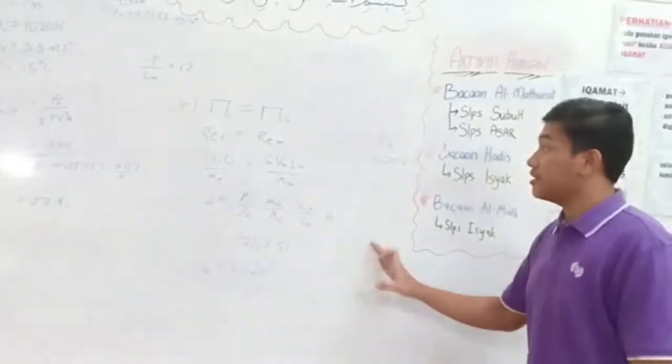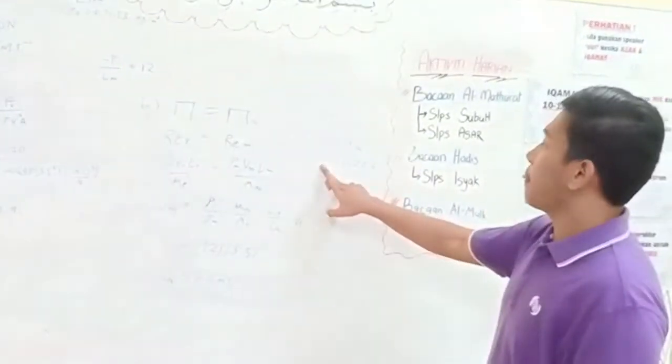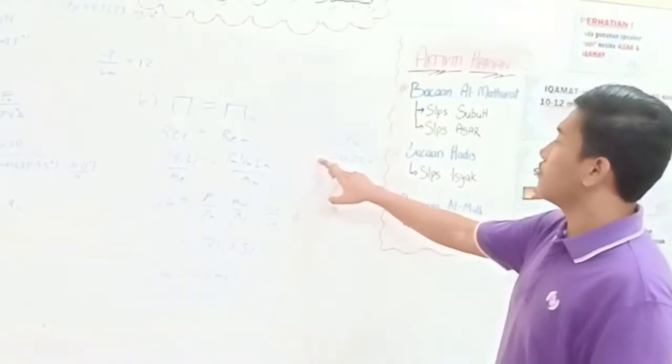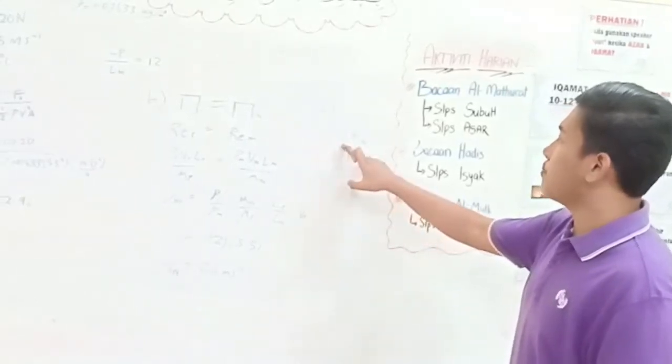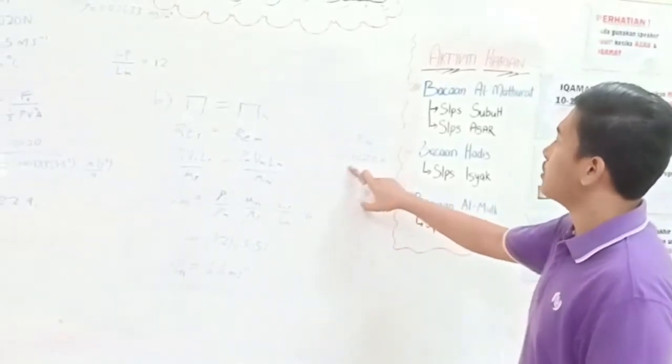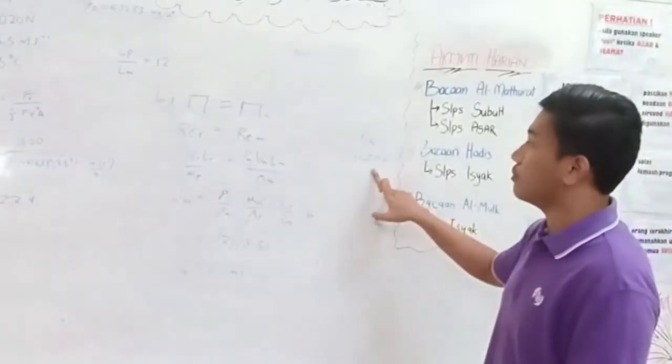Okay, for part C, we want to find the force for the prototype. As we can see, the force of the prototype is the same as for the model. So the force is 1020 Newton.